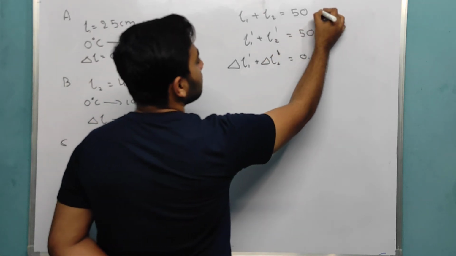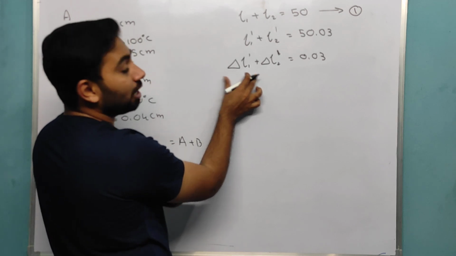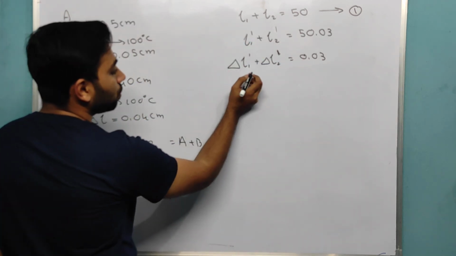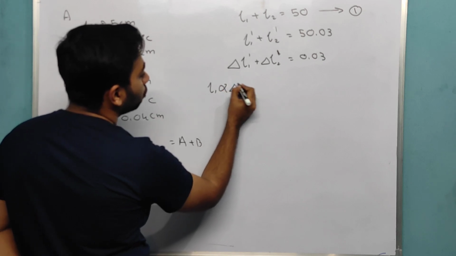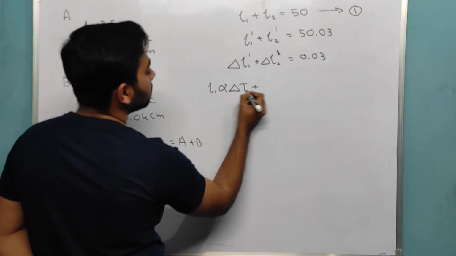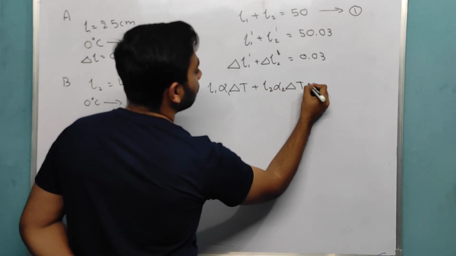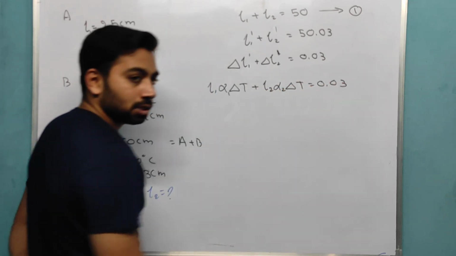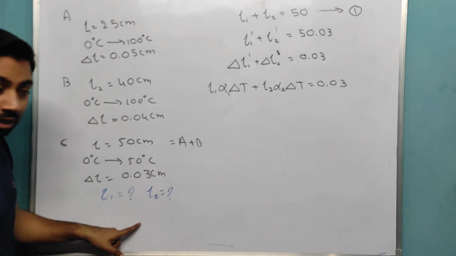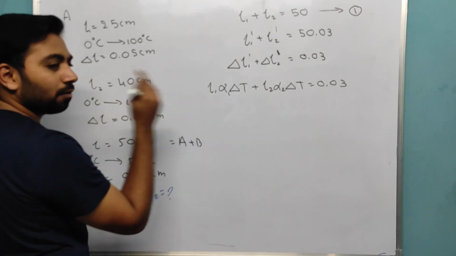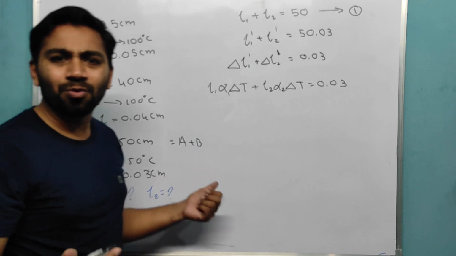Now let us take this as equation 1. Now let us use this and get one more expression. This one I will write as L1 into alpha 1 into dT plus L2 into alpha 2 into dT is equal to 0.03. I can write it like this. I have length L1, I have dT for this one. Length we are calculating, right?